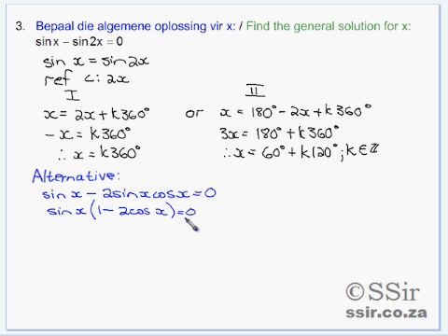Remember, don't divide by sine x to remove it now. What we will say now is that sine x equals 0, or the bracket 1 minus 2 cos x equals 0.